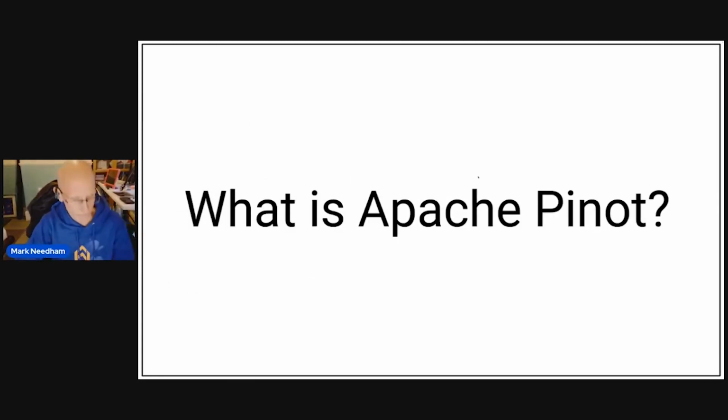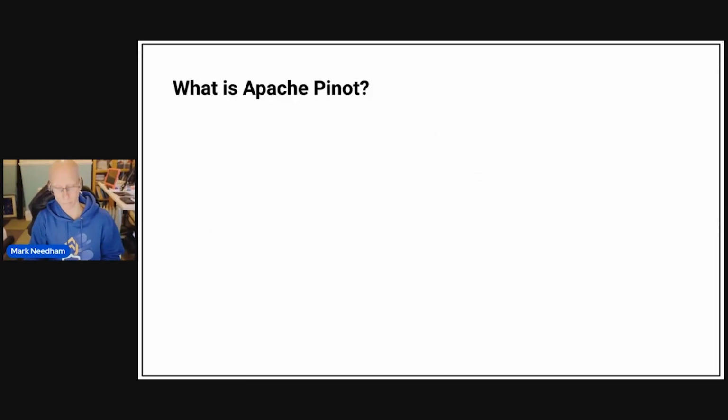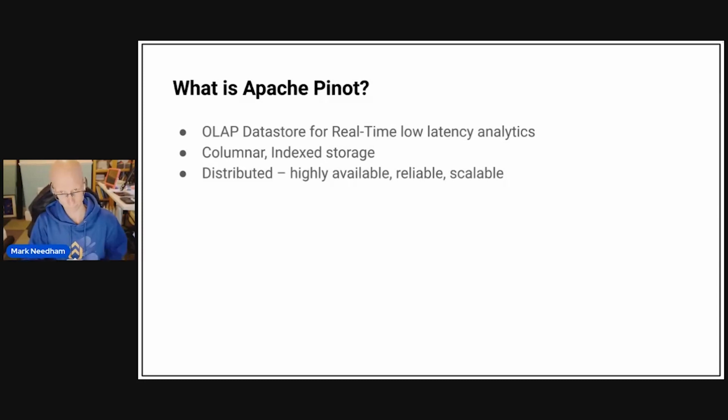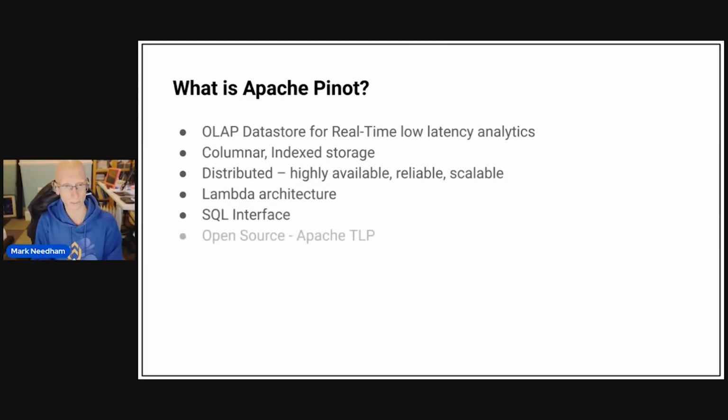Just to quickly get us all on the same page, what is Apache Pinot? It's an OLAP data store for real-time, low-latency analytics. It stores data in a columnar structure, and optionally you can add different types of indexes on top of that. It's distributed, so the data can be split across multiple nodes, and we can have multiple nodes serving queries, storing data, and all that type of thing. It uses a variation of the Lambda architecture, so we can store some batch or historical data alongside data that's being processed from streaming platforms. It's all queryable with SQL. And finally, it's open source under the Apache license.